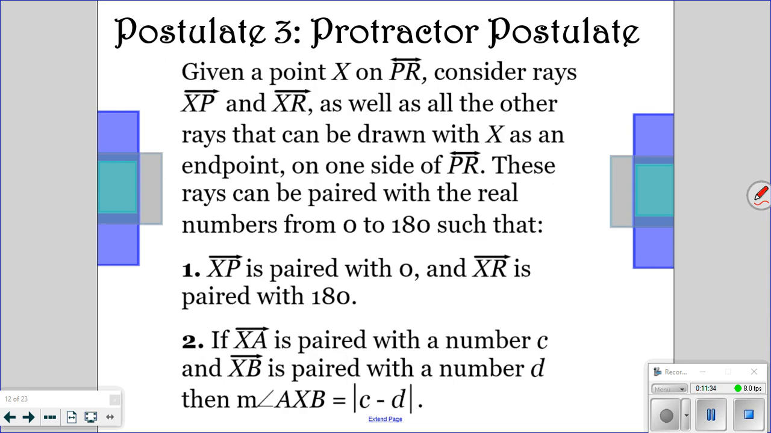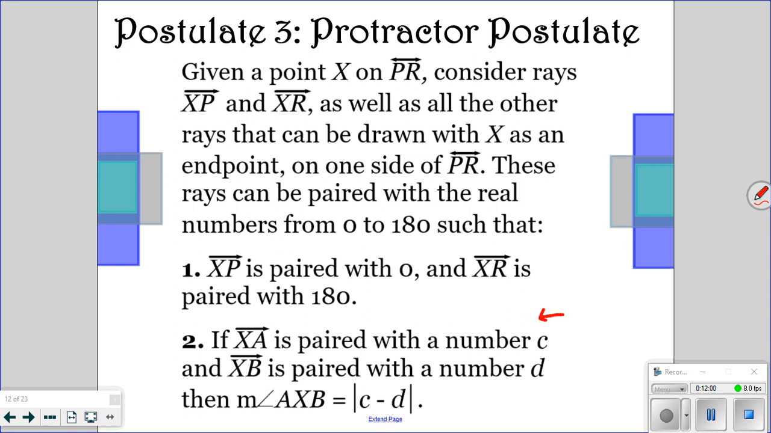So we're going to look at postulate number 3, the protractor postulate. It says, given a point X on a line PR, consider rays XP and XR, as well as all the other rays that can be drawn with X as one endpoint. These rays can be paired with the numbers 0 to 180, such that XP is 0 and XR is 180.